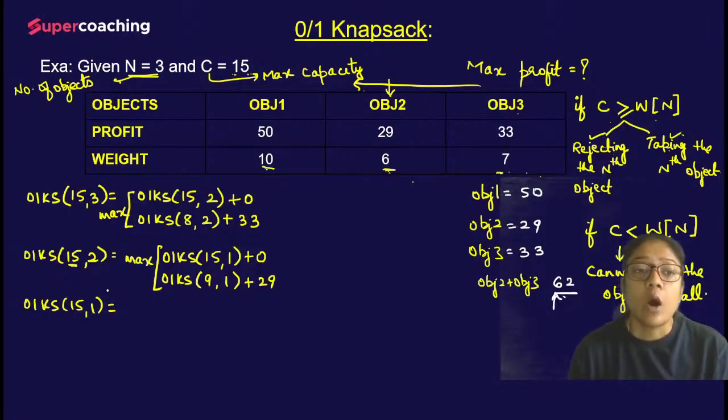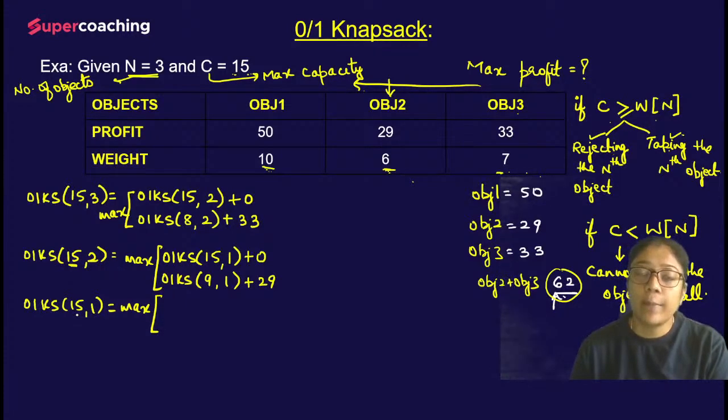अब क्या होगा? Object 1, capacity is 15, weight of the object is 10. Weight of the object is less, so again here we'll be getting 2. Optimal solution will be 62. We have already taken that. Object 1 and 3 cannot be taken.